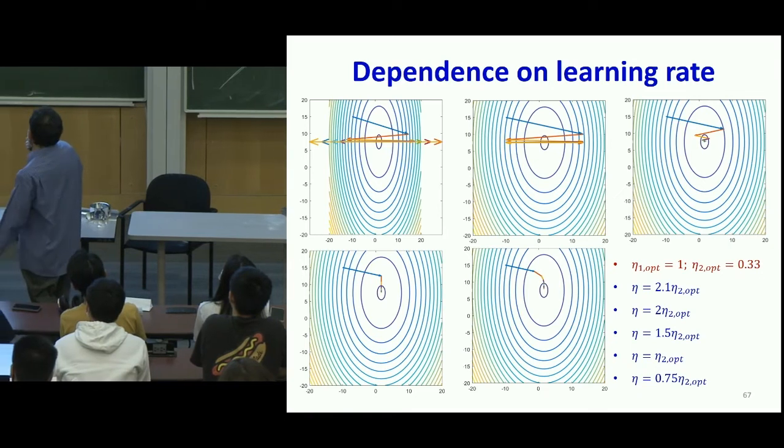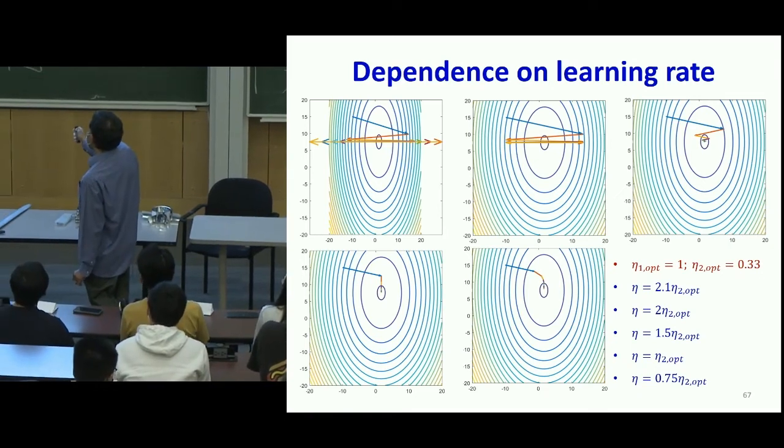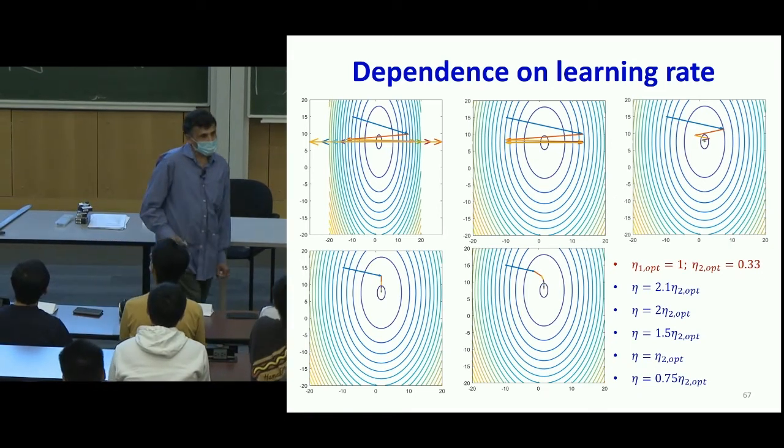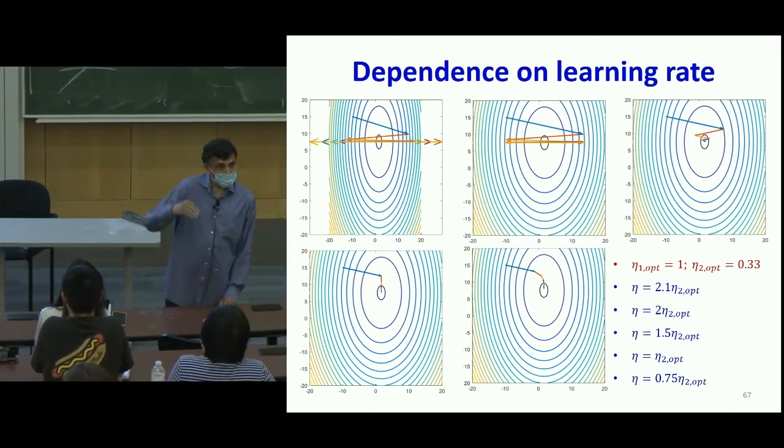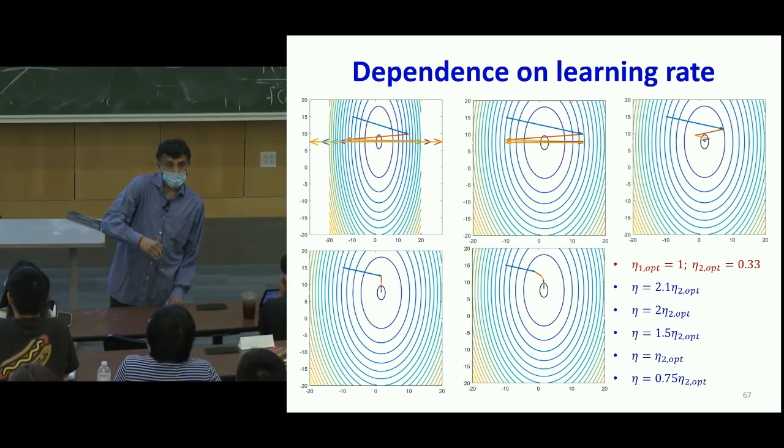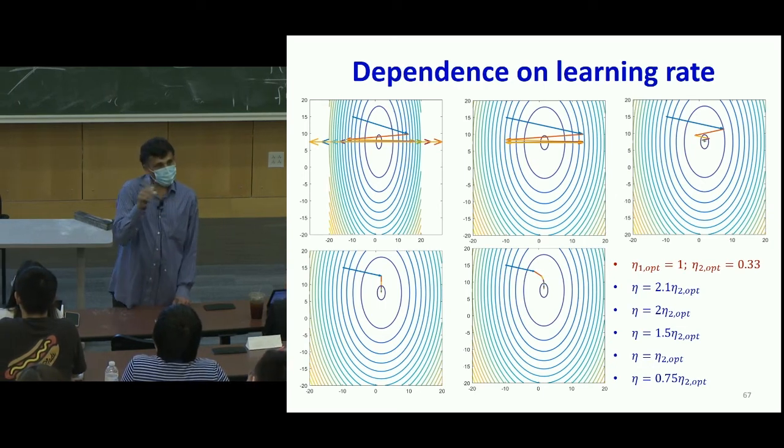Okay. Here, I have a step size of exactly twice of 0.33. This is still less than 1, right? In the vertical direction, it's going to come down slowly towards the optimum. In the horizontal direction, it's just going to keep bouncing around, right?